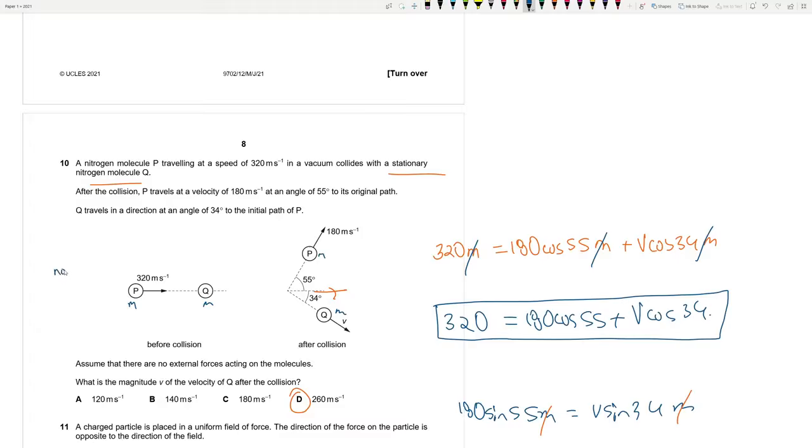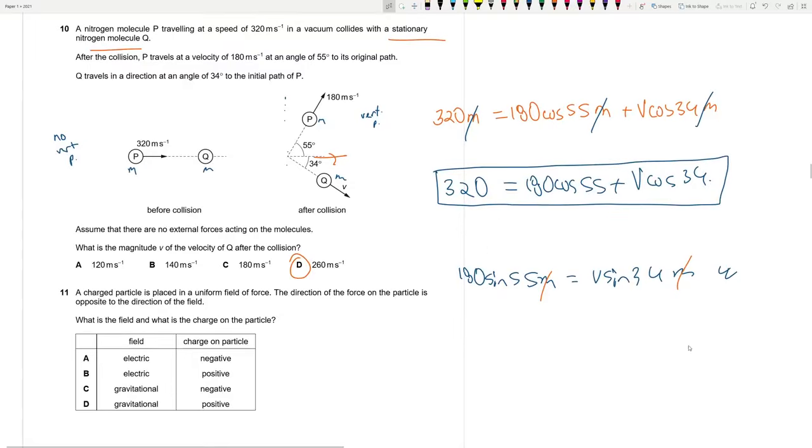Basically, there was no vertical momentum before the collision. So after collision, there must also be no vertical momentum. There was no vertical momentum before collision, so there must also be no vertical momentum after collision. So we can actually equate those. They are in opposite directions, so they'll be cancelled out, right? So we can say that 180 sine 55 into m is equal to v sine 34 into m.